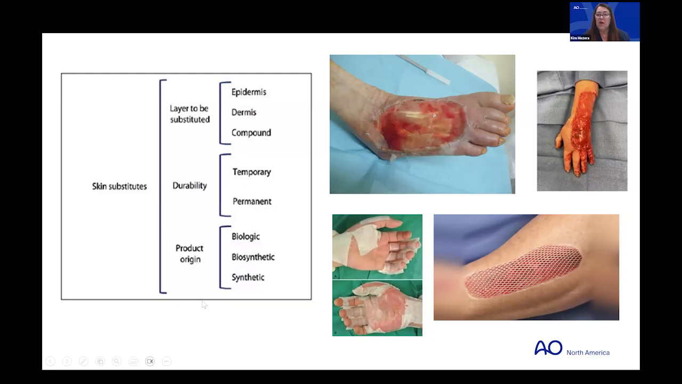And then, where is your product coming from? Do you feel comfortable working with biologics, with human or animal sources, or a synthetic that has none of those? There are pros and cons. We'll obviously go over those in a little bit. Or do you need something that has both, that has a biosynthetic feature?